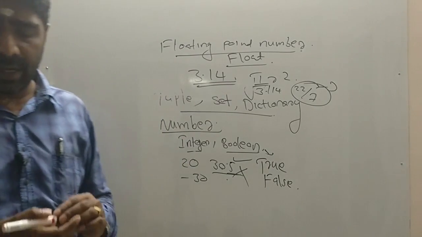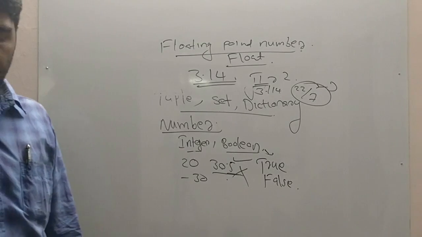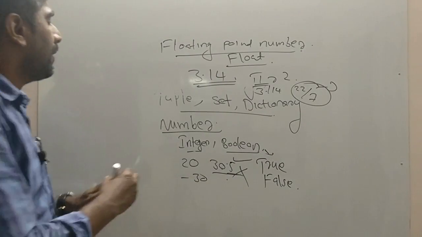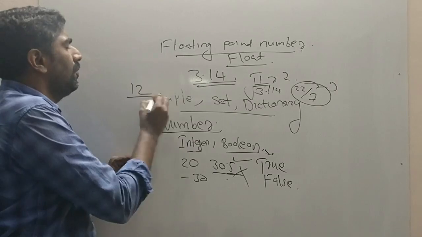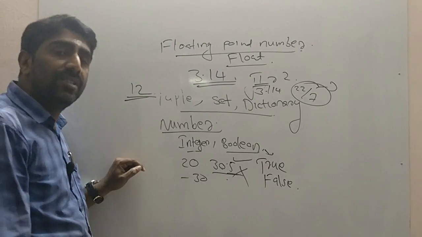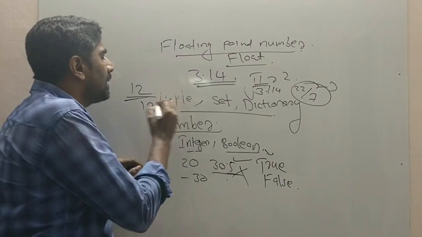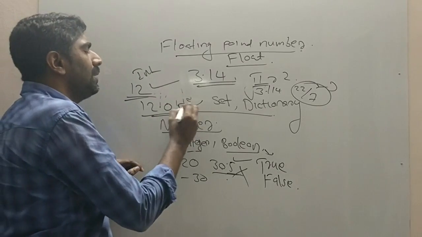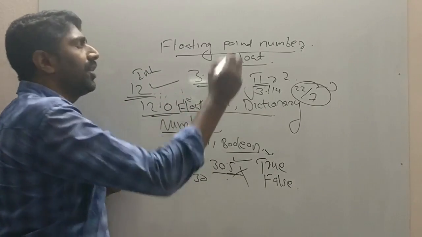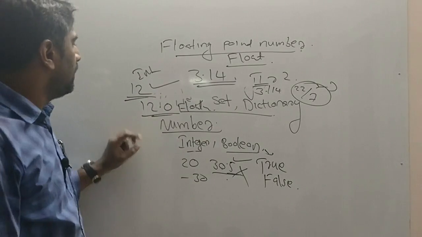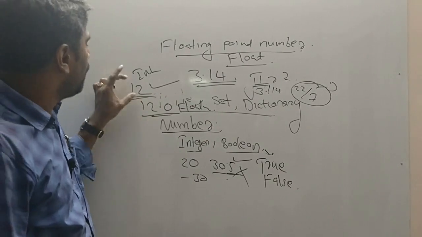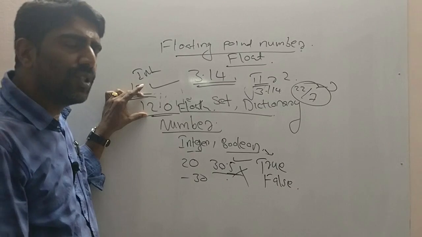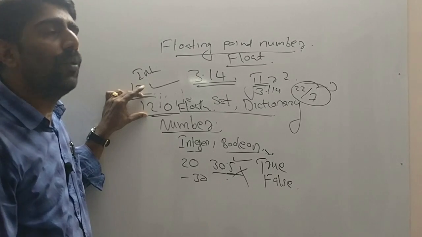See, that is the next one. A number having a fractional part is called the floating point type. I will tell you one example. 12 is an example of integer, but 12.0 is an example of floating point type. This is the difference between integer and floating point. If you enter 12, it is treated as an integer. But if you enter the value 12.0, it is treated as a floating point number.